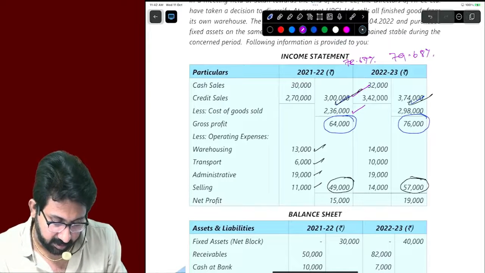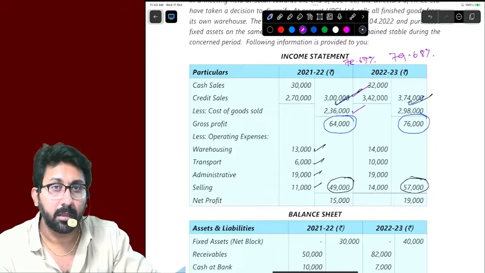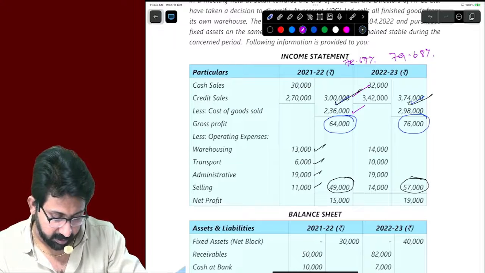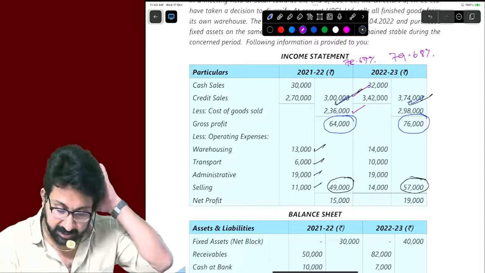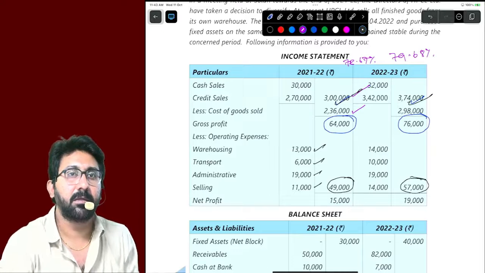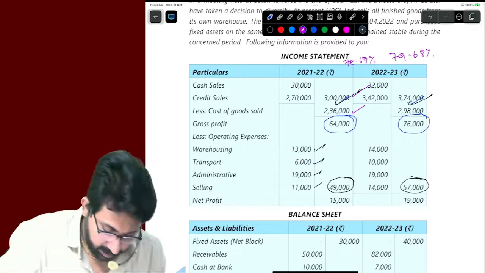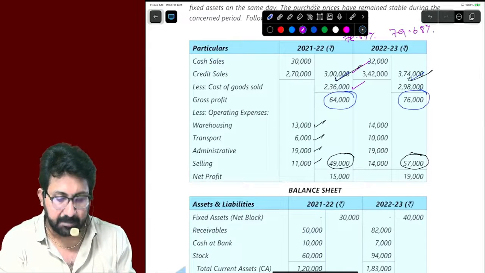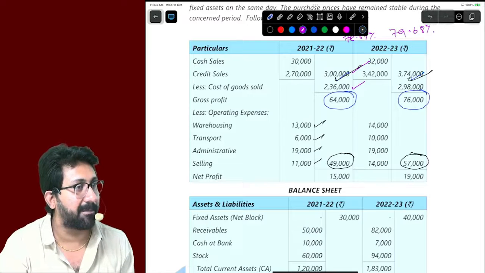EBIT is also called as what? Net profit. EBIT is also called as what? Everyone, listen carefully. Now the question arises. If you calculate gross profit as EBIT, then what is the difference between gross profit ratio and the operating profit ratio?